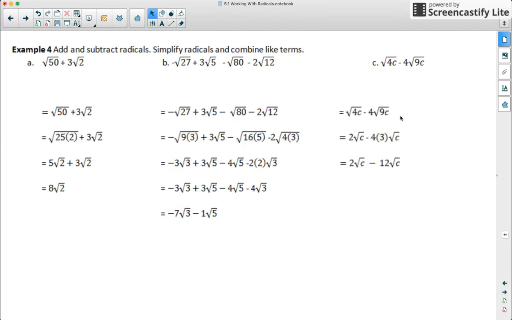Okay, and the last question, 4c simplifies to 2 root c. 9 can be simplified by 3 multiplied by 3, so we move that 3 to the outside. Then we get 2 root c minus 12 root c, and I forgot the last step here, but in order to simplify that further, we would have negative 2 minus 12 equals 10 root c. So that is 5.1 for you.